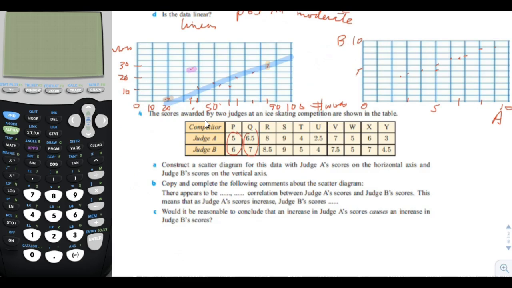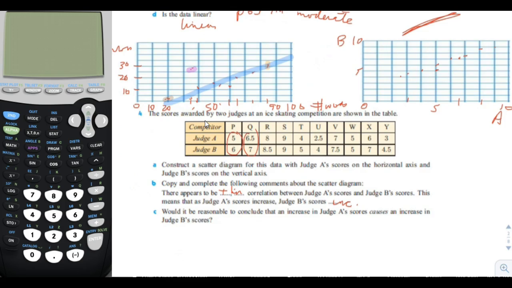All right. Now, there appears to be blank correlation between Judge A's score and Judge B's score. This means that as Judge A's scores increase, Judge B's scores also increase. So we could say the word they're looking for there is positive, right? Because positive correlation means that as the independent variable increases, the dependent variable also increases. So it's like a growing trend like that. So it is positive, and we could say it's linear. So it's a positive linear correlation.